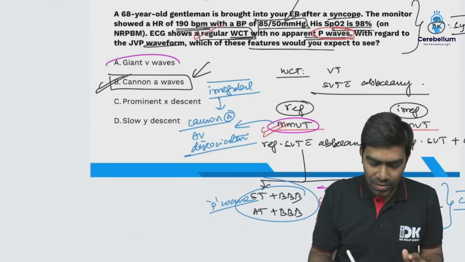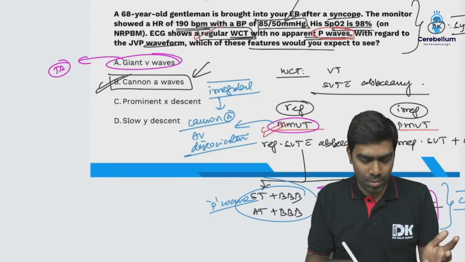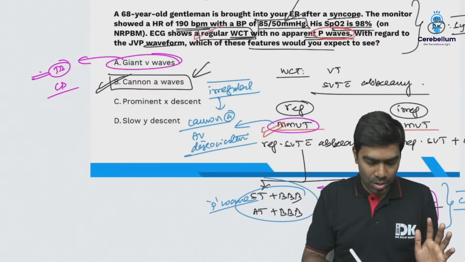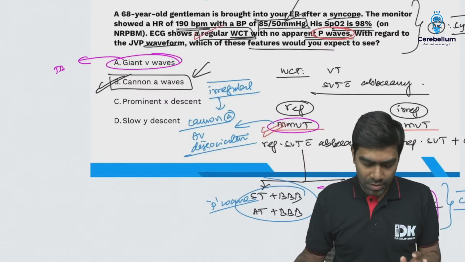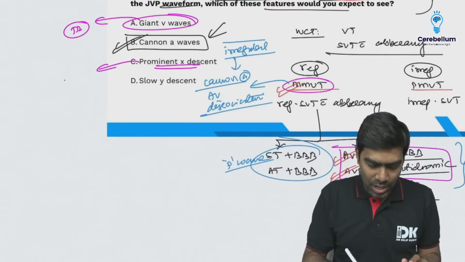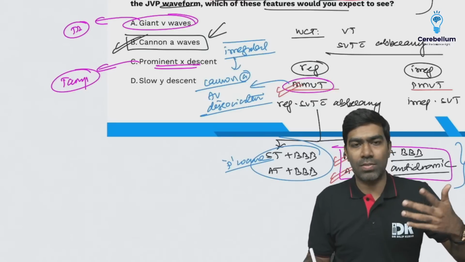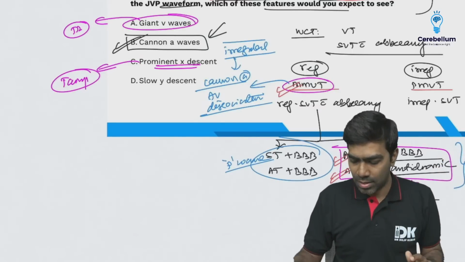Where you see giant V waves in an exam, always think about tricuspid regurgitation. Even constrictive pericarditis can produce giant V waves, but TR is the most important. Okay? Giant V waves or large V waves. And what about prominent X descent? We know tamponade. We have discussed it so many times in our previous lectures. Constrictive pericarditis will have deep Y descent and cardiac tamponade will have deep X descent.